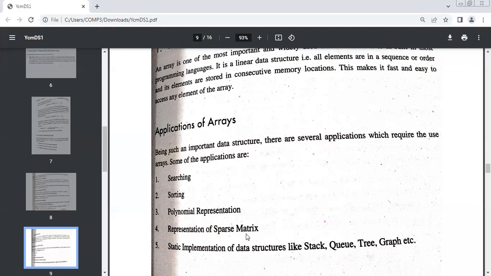स्पार्स मैट्रिक्स रिप्रेजेंट करने के लिए भी हम एरे यूज करते हैं, और स्टैटिक इम्प्लीमेंटेशन, जो भी हम नेक्स्ट डेटा टाइप देखने वाले हैं डेटा स्ट्रक्चर्स के, लाइक स्टैक, क्यू, ट्री, ग्राफ, all that data structure, static implementation of this data structure is implemented by using array. Okay, so this is the application of array.